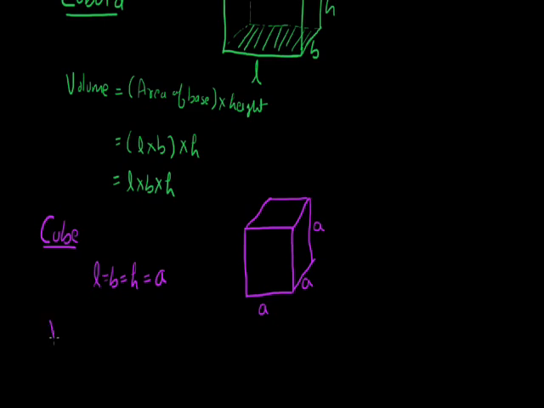So the volume is defined, according to the same formula for the cuboid, as L into B into H. Now in place of L I put a, in place of B I again put a, and in place of H I put a again. So the volume of the cube is a into a into a, that is a cube. So this is the formula for the volume of cube and cuboid. Now we start with the problems.